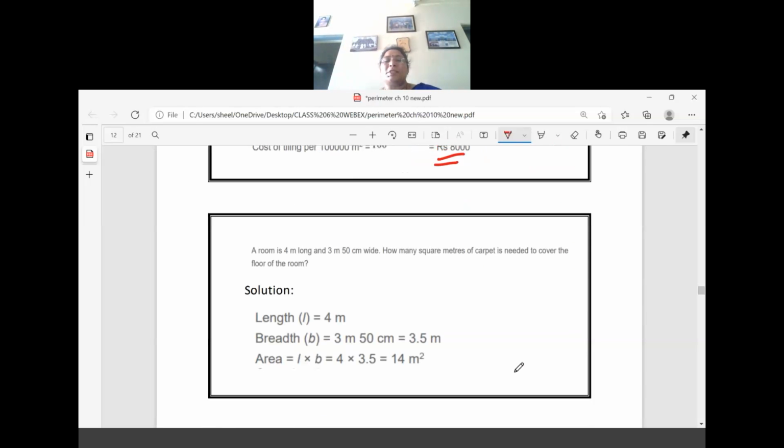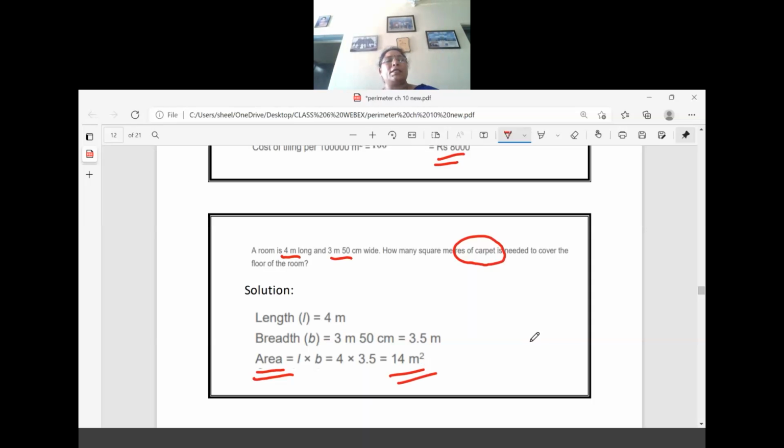A room is 4 meters long and 3 meters 50 centimeters wide. How many square meters of carpet are needed to cover the floor of the room? Length and breadth are given. Length is 4 meters, breadth is 3 meters 50 centimeters, which is 3.5 meters. Now we have to calculate the carpeting. The carpet is put inside the room, so it is the area only. Area equals 4 into 3.5, which is 14 square meters.